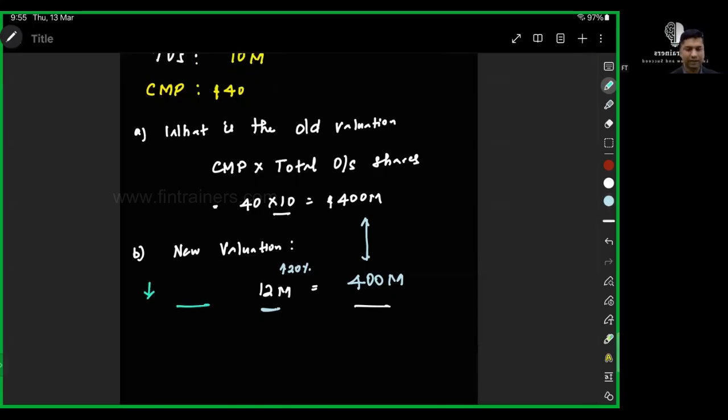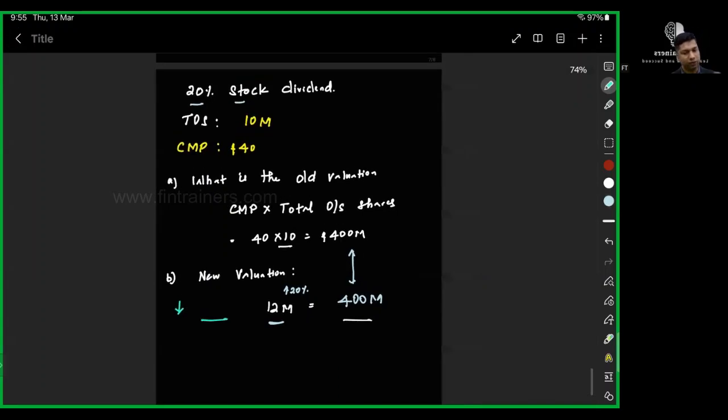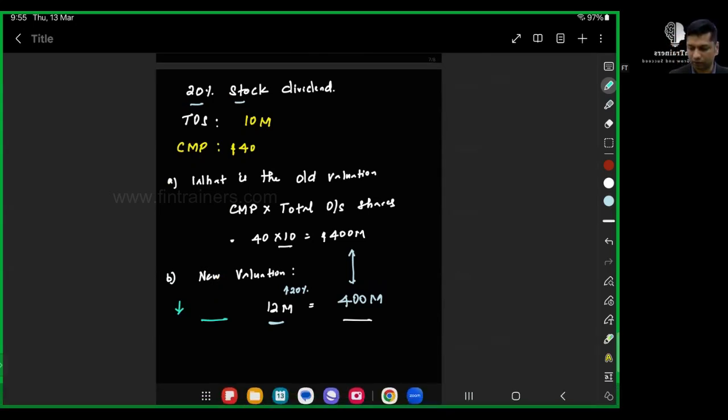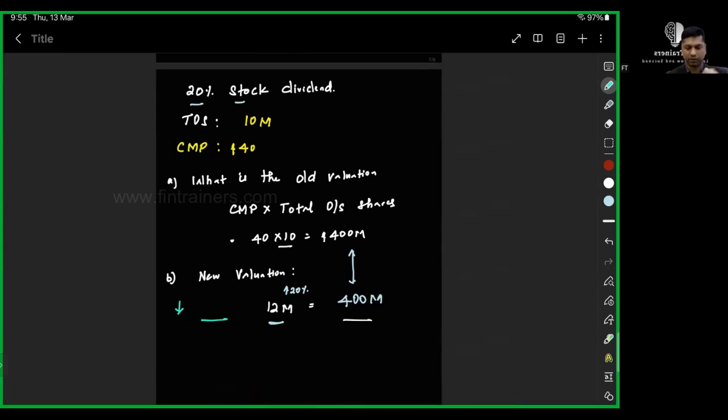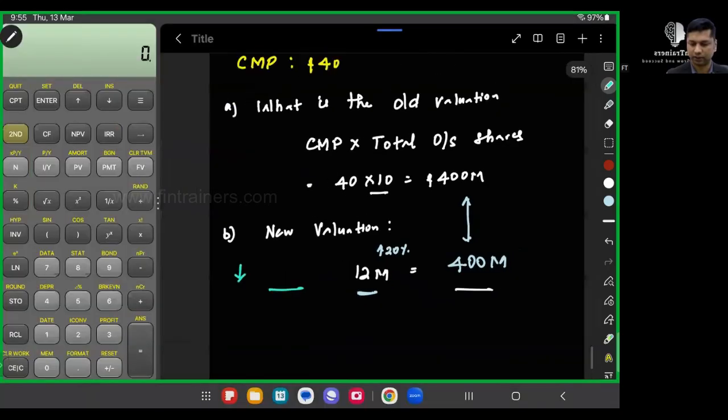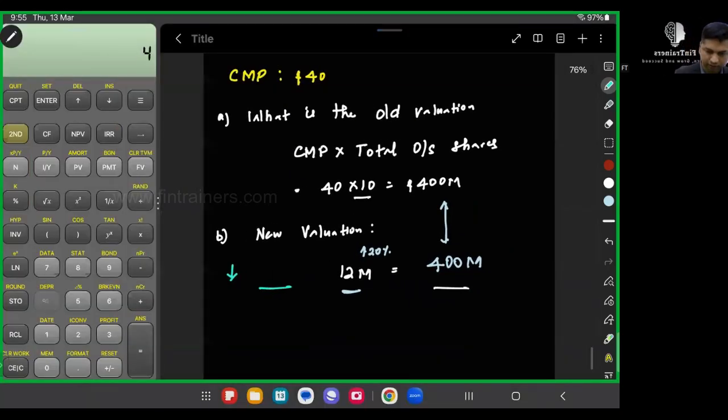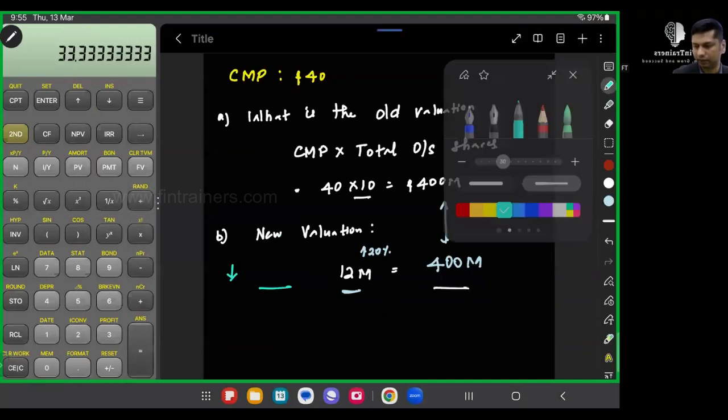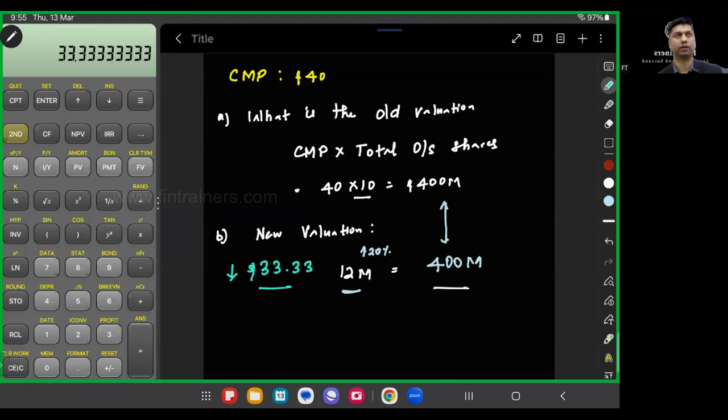So whenever there is a stock dividend, the value of the firm doesn't change. Your shares are going to increase, which is offset by an equivalent drop in the share price in the market, if everything else is kept constant. If there's no other change in the valuation, the only change was the stock dividend. So let's do this: 400 million by 12 million. So the new price is 33.33 per share.